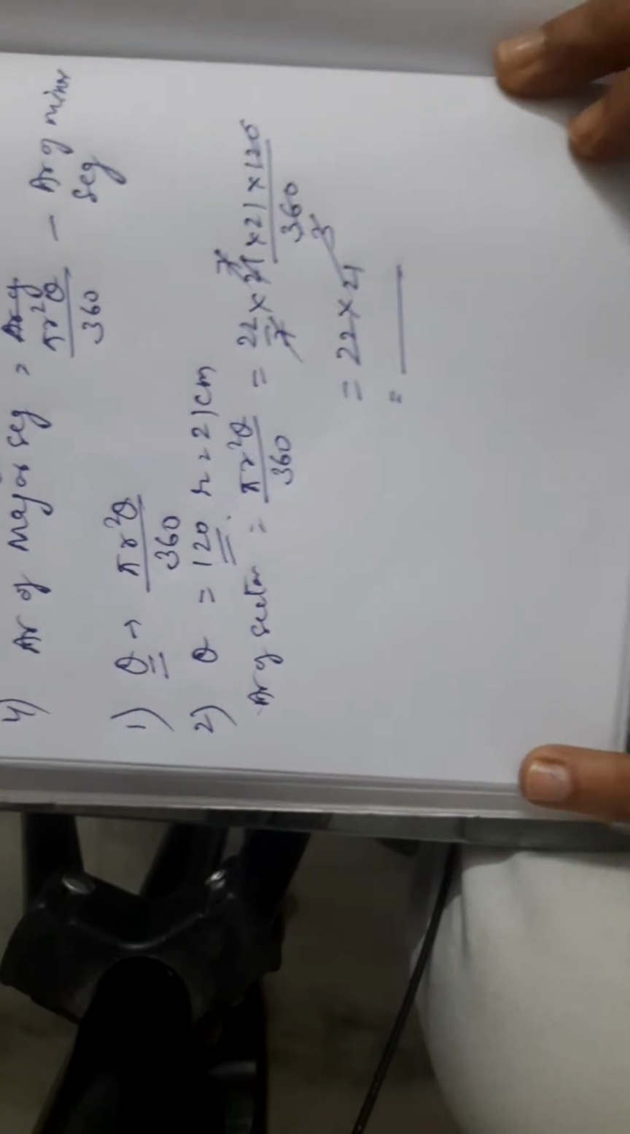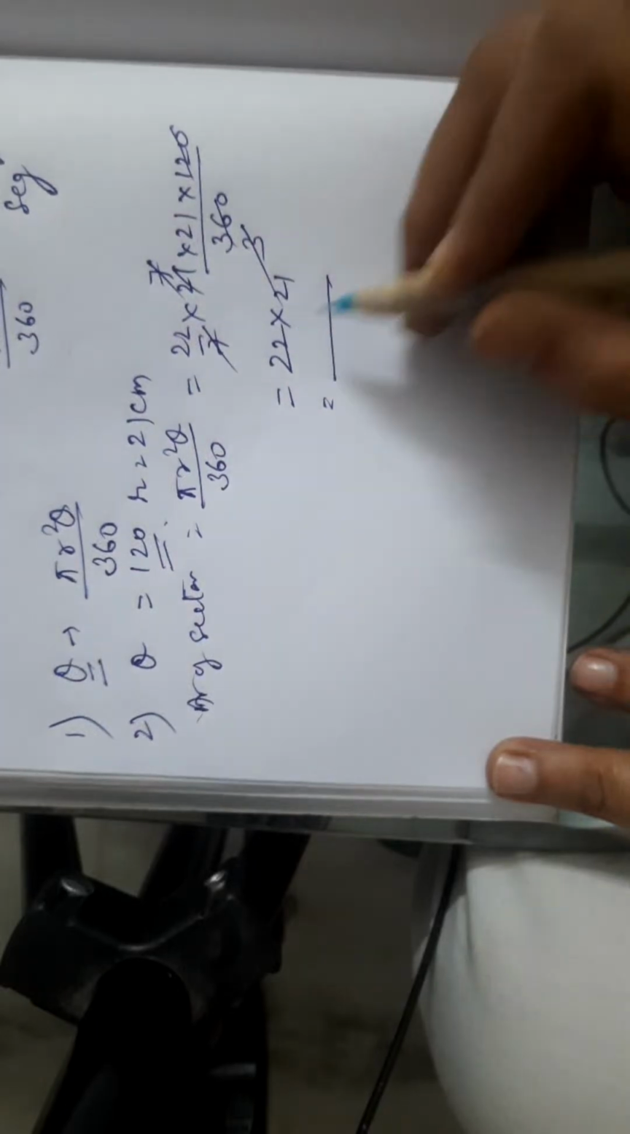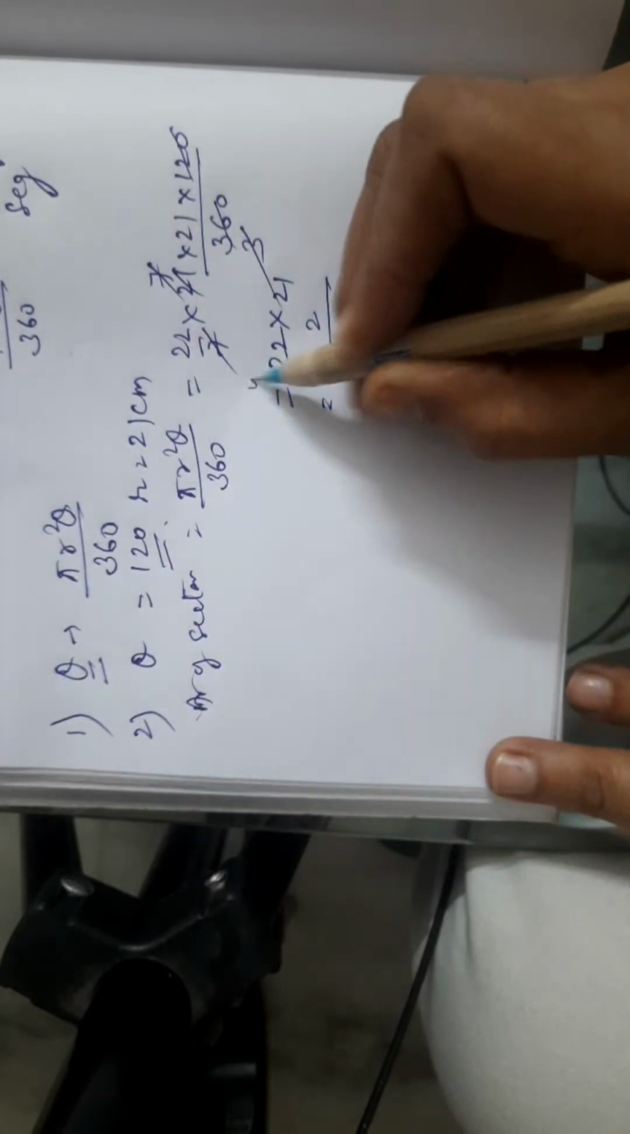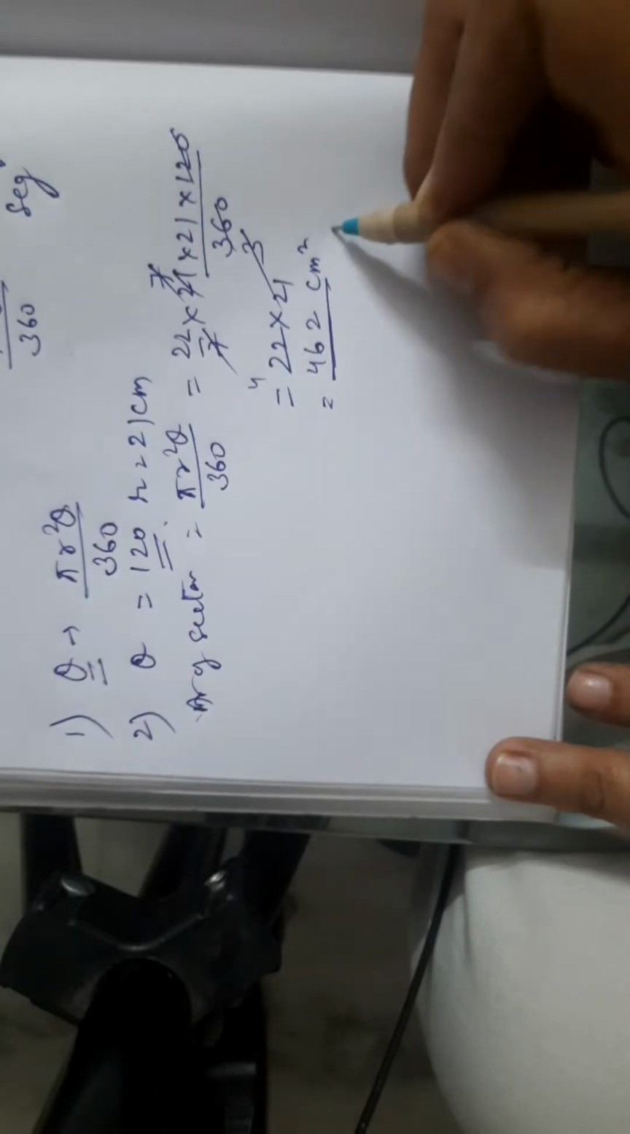Now the important MCQ of this chapter, so here it is 21 multiplied by 22. 21 2s are 42, so 4 carry, 42 plus 4, 46. So the final answer is 462 centimeter square.